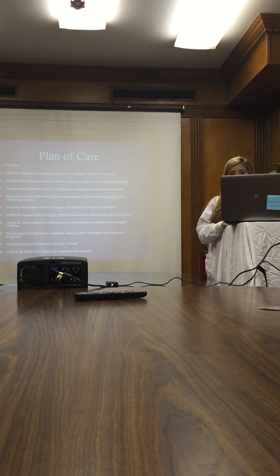Impaired physical mobility related to intravenous infusions, nuchal rigidity, and restraining devices. Activity intolerance related to fatigue and malaise, secondary to infection. Risk for impaired skin integrity related to immobility, dehydration, and diaphoresis. Risk for injury related to restlessness and disorientation, secondary to meningeal irritation. Interrupted family process related to critical nature of situation and uncertain prognosis. Number 9, anxiety related to treatment and risk of death. And the last one would be risk for ineffective therapeutic regimen management.